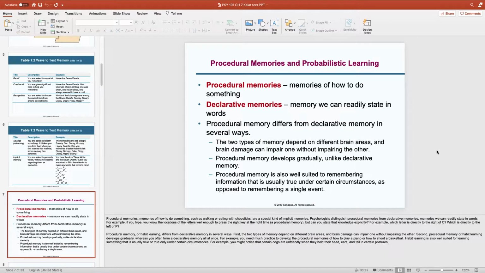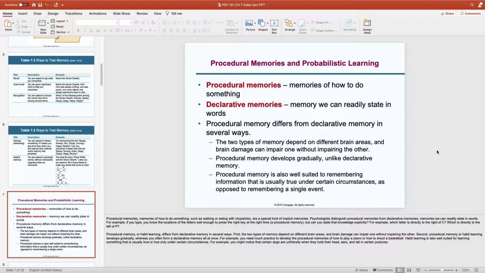Okay, when we talk about kinds of memories and what the difference is between them, we talk about procedural versus declarative. Procedural memories are also known as habit learning, because they're memories of how to do something, such as walking or eating with chopsticks. Those are examples of procedural memories. And then we have declarative memories, which is some sort of memory that we can readily or easily state in words. It's more of a description of something or a fact of something.